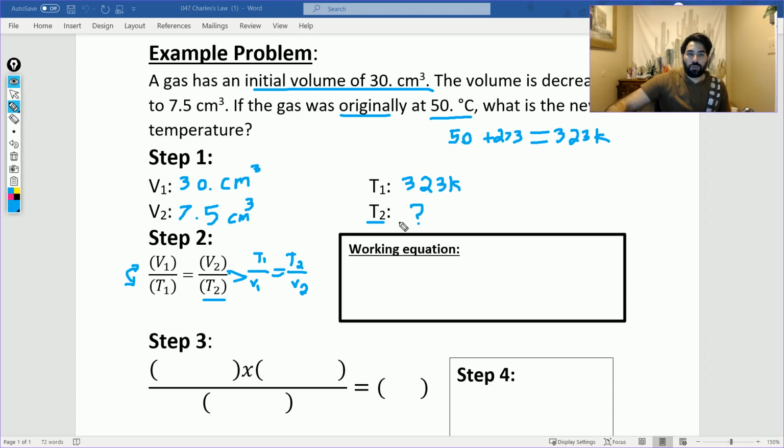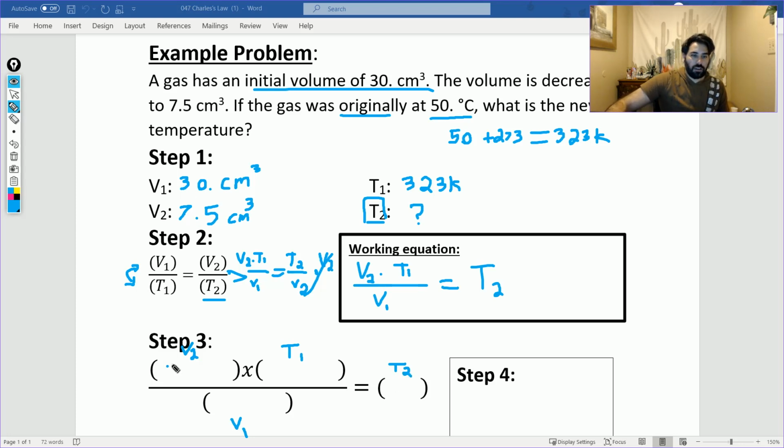Now we can't plug these in yet because we want to solve for T2. We want to get T2 by itself. The way you do that is you multiply by V2 on both sides. So then you're left with V2 times T1 divided by V1 is going to equal T2. Now we just plug these in. V2 is going to go right here, T1 is going to go right here, V1 is going to go right here, and T2 I will put right here.